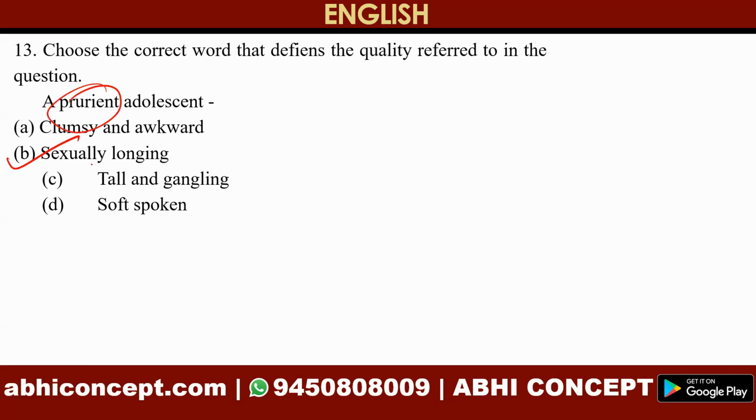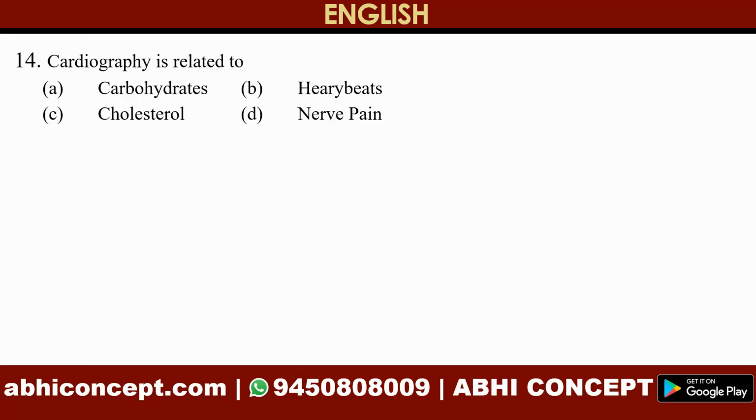Prurient word is related to basically somebody who does have sexual interest, does have quest to know how these kind of affairs are going on. So it is B. Cardiography is related to heartbeat. This is heartbeats.